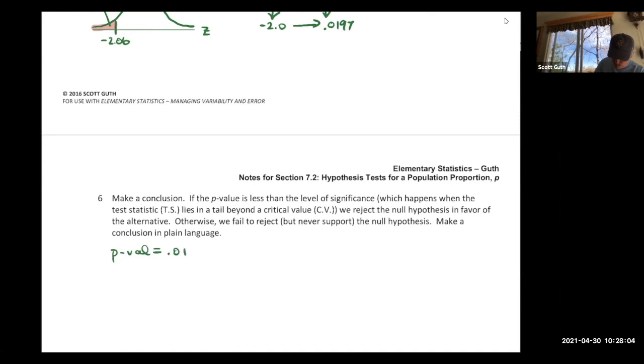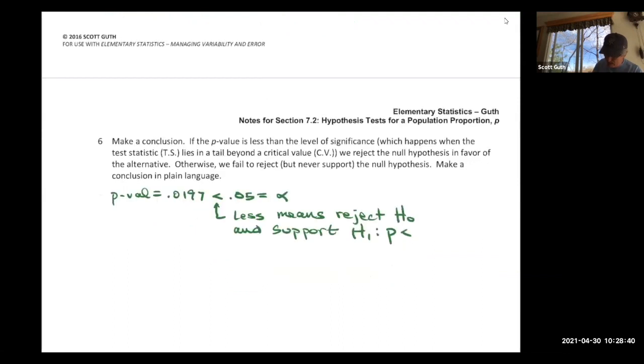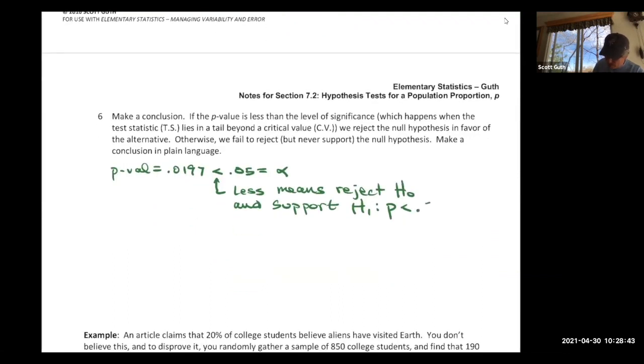Okay, so the p-value was 0.0197. Okay, this is less than 0.05, which was our alpha value. Okay, less means reject the null hypothesis, and support H1. And then I like to write down what H1 said. It said that the proportion of votes that the candidate's going to get is a minority, which is less than 50%, like that.